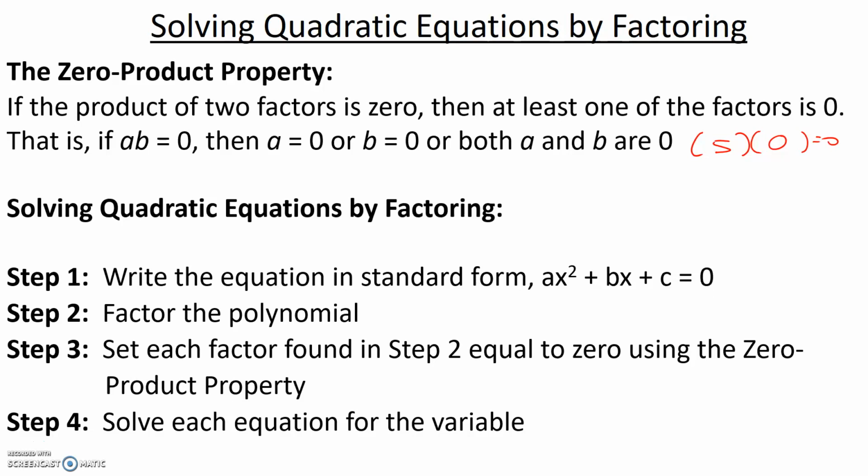Here are the steps to solving quadratic equations by factoring. Step 1, write the equation in standard form, which is ax squared plus bx plus c equals 0. Step 2, factor the polynomial. Step 3, use the zero product property to set each factor found in step 2 equal to 0. And then finally, solve each equation for the variable. Let's see what this looks like.